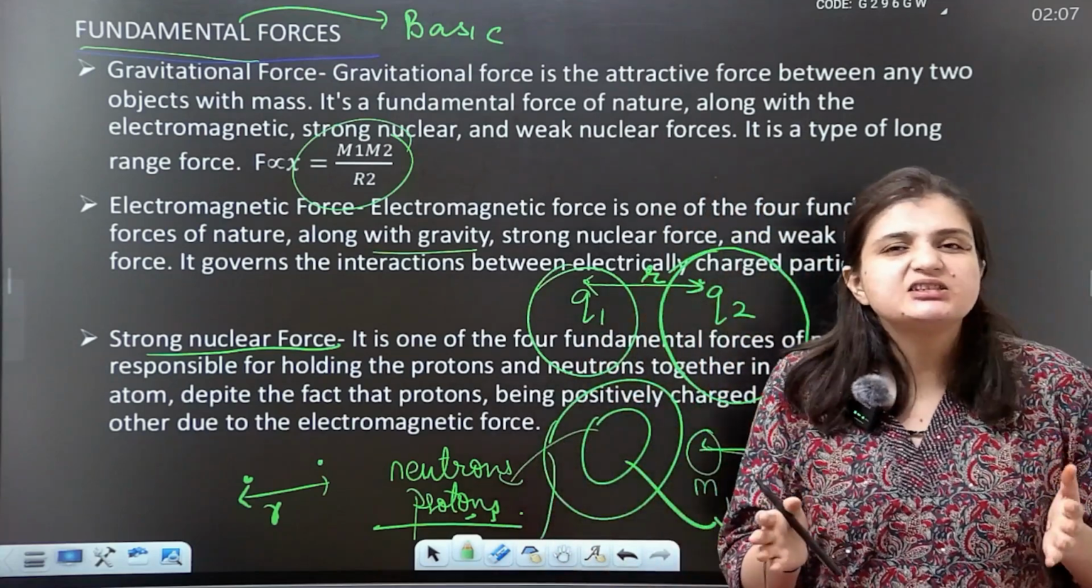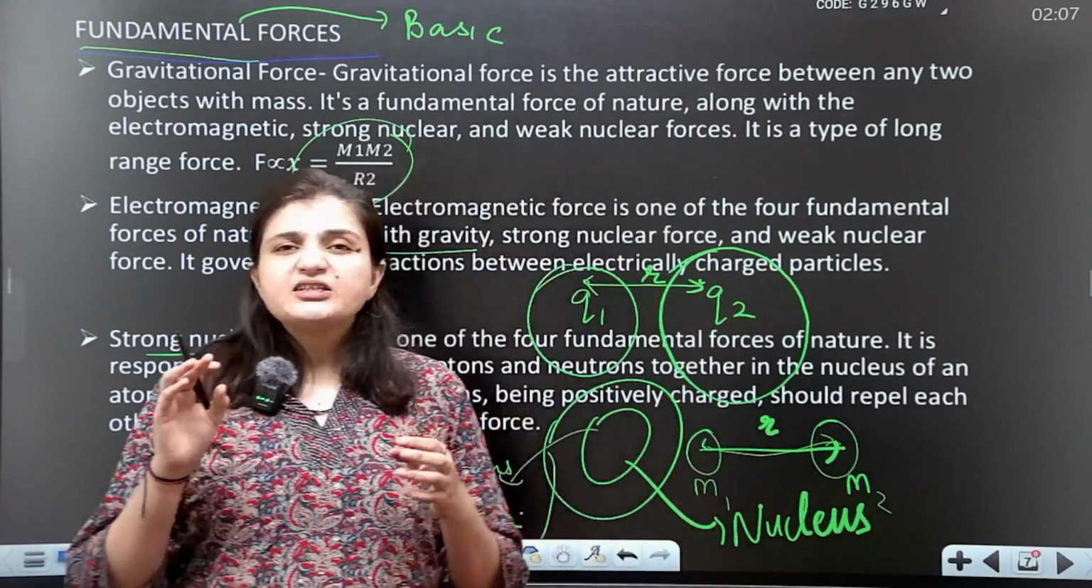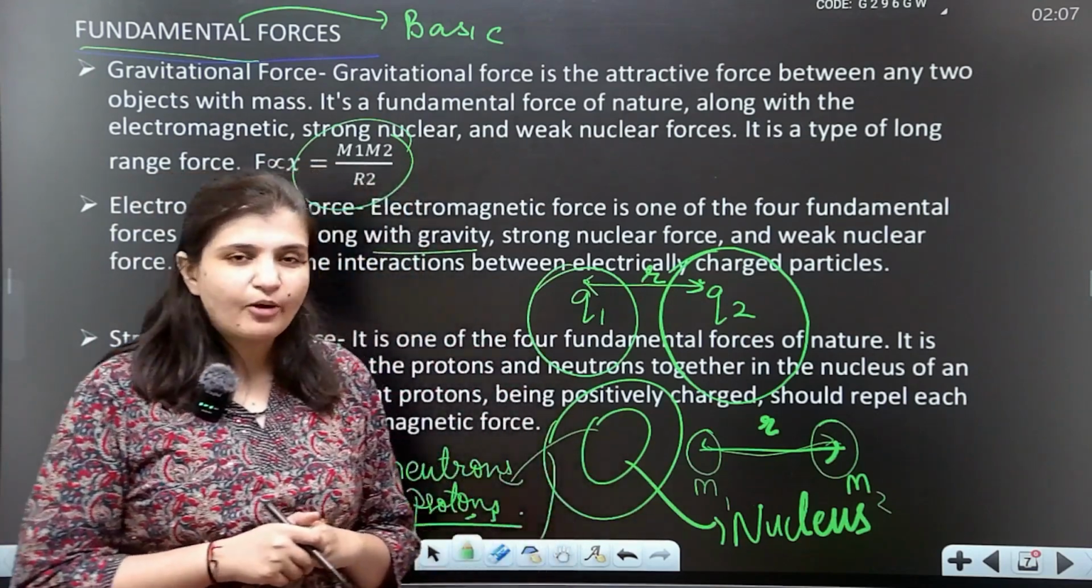This nuclear force is distance dependent. It is applicable when the distance is very small.